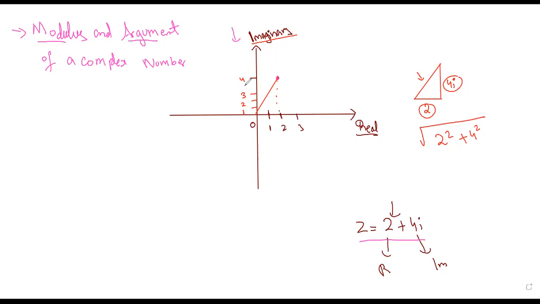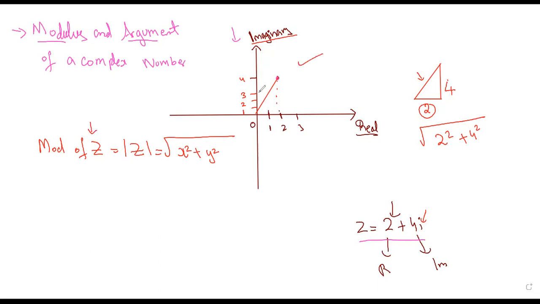The reason behind removing these iota is that we define modulus in this way. Mod of z is basically denoted as this, and we basically square the real part and the imaginary part, right? So we are not squaring the iota. Since I am explaining this through the triangle, through the Pythagoras theorem, I just wanted to tell you that we only square the real and imaginary parts, right? So this is how you define mod of z, and this is the reason why we do it this way.